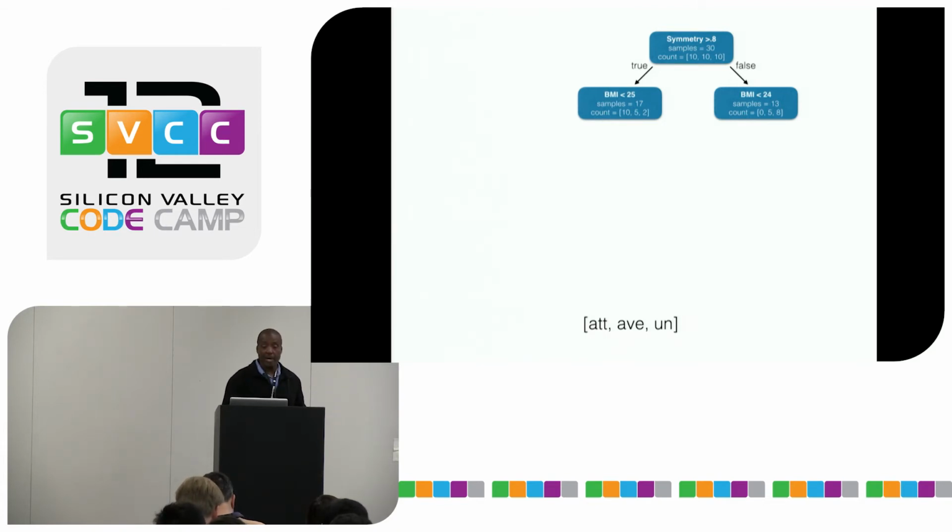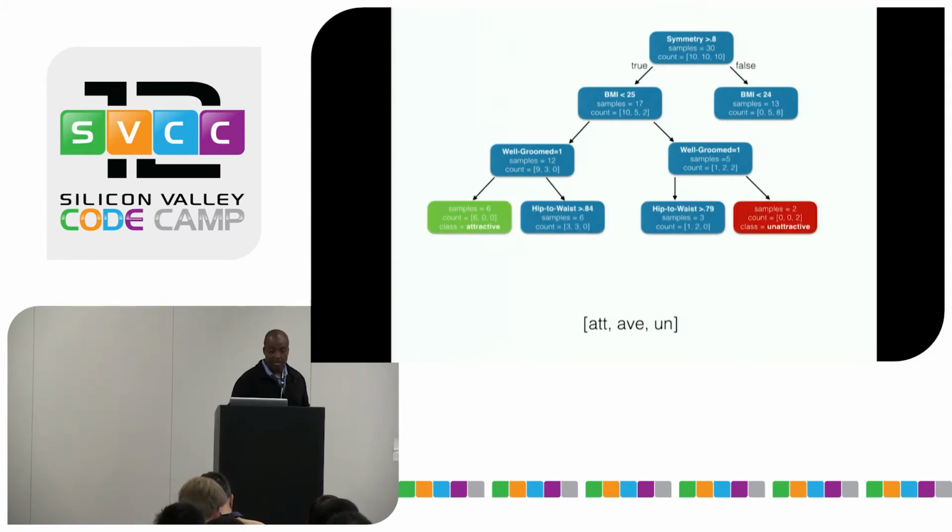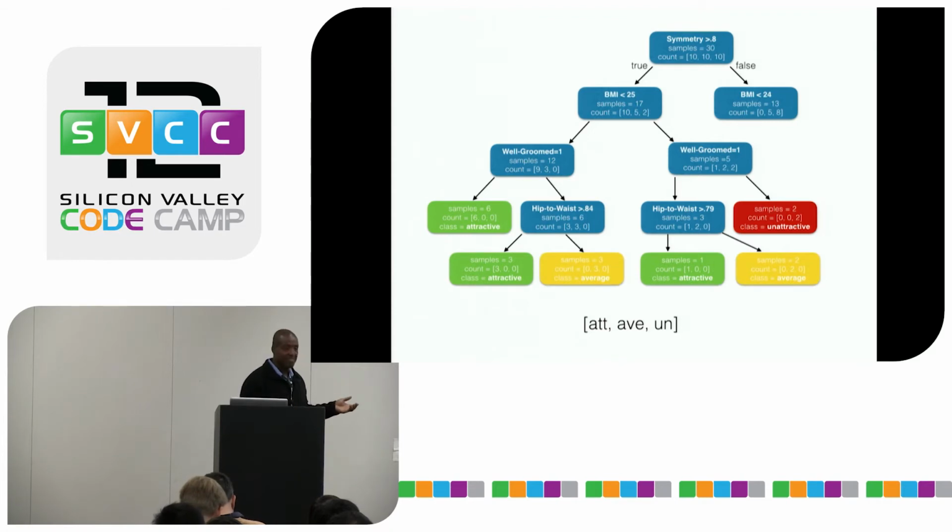Then it asks, is BMI less than 25? If that's true, then it says, are you well-groomed? If you're well-groomed, it says you're attractive. If not, then it goes on and says, is your hip to waist greater than 0.84? If yes, then you're attractive. If not, then it says you're average. Okay, that's kind of how a decision tree works. It's totally different from the other ones. But it's a great nonlinear classifier, and I'll show you how that works.